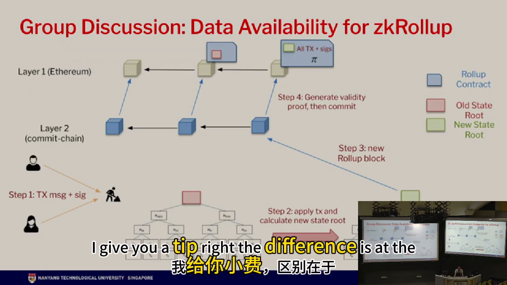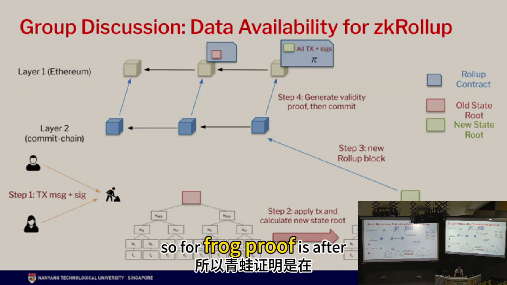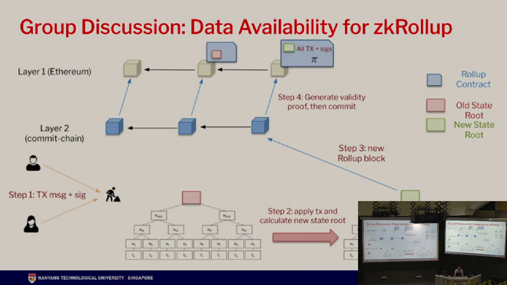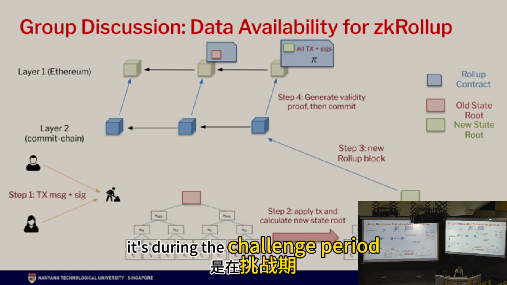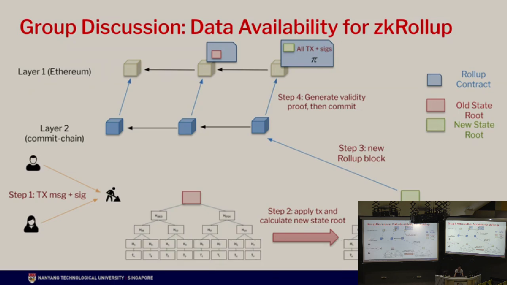I give you a tip, right? The difference is at the proof verification level. For fraud proof, it's after, during the challenge period. Then the validator will submit the fraud proof.